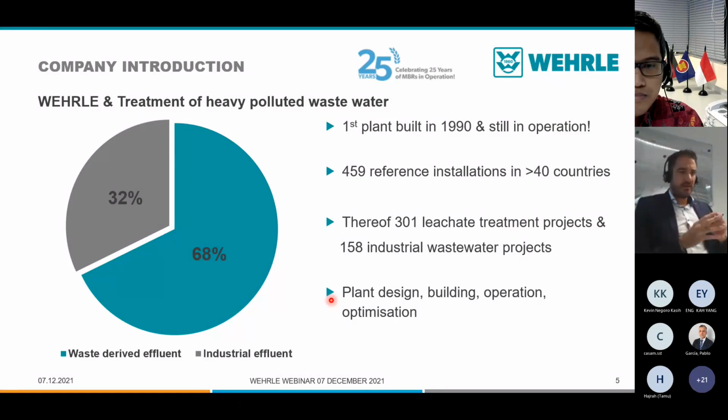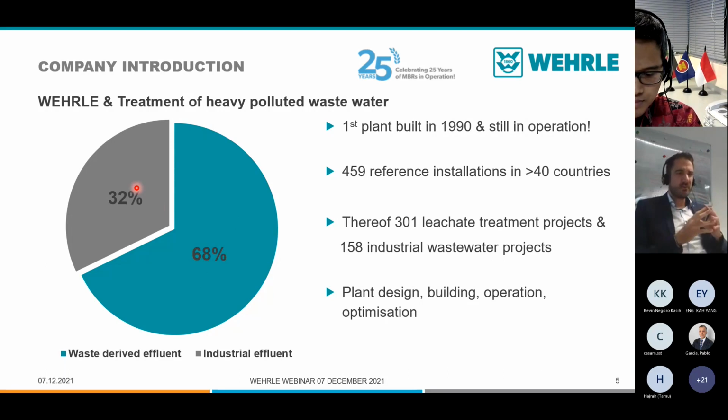So when we have a closer look at the two topics WEHRLE is dealing with, the landfill leachate and the industrial wastewater, we can see that up to date around two thirds, let's say 68%, of the business and projects are located in the waste sector, so actually leachate treatment, and one third is located in the industrial wastewater sector.